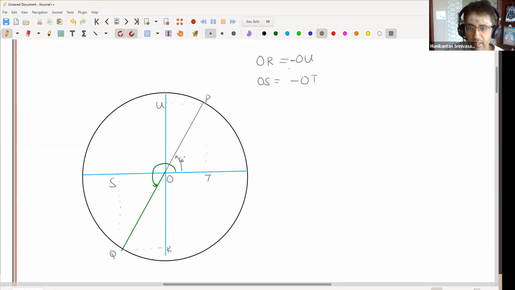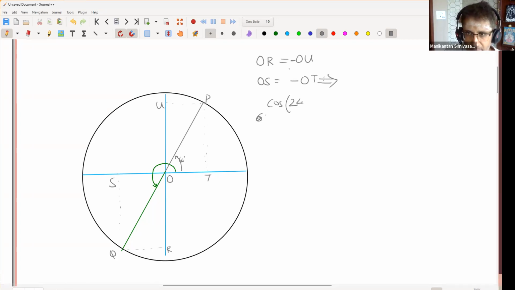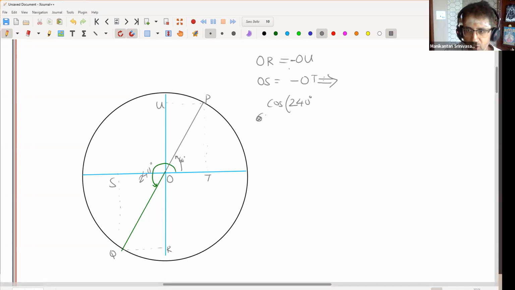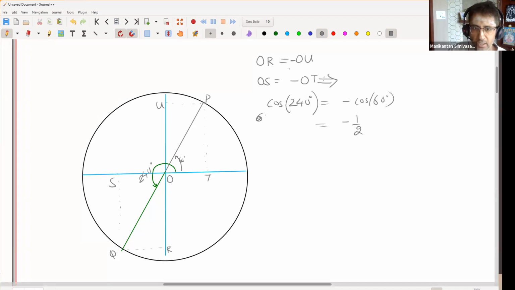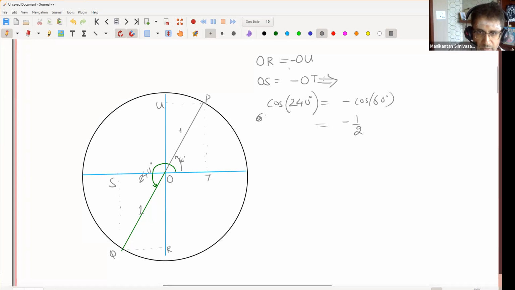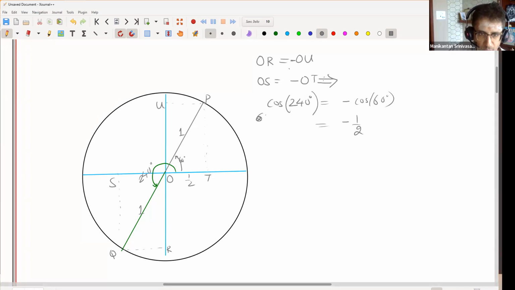So this is the X projection, right? So cos 150, not 150, 240. So cos 240, so this is 240 degrees. So cos 240 is the same as minus cos 60. And therefore it is minus 1/2. Cos 60 is 1/2. Okay, so in a triangle like this, so this is 1, this is 1. So this is 1/2, and therefore this is 1/2 in magnitude, but with a negative sign.